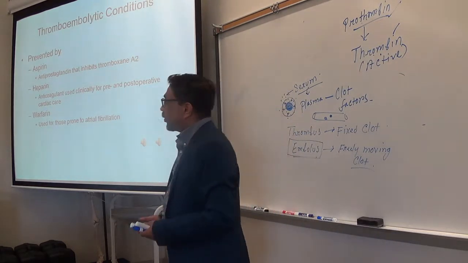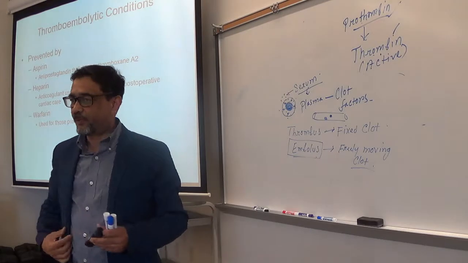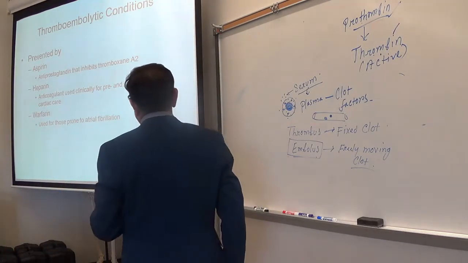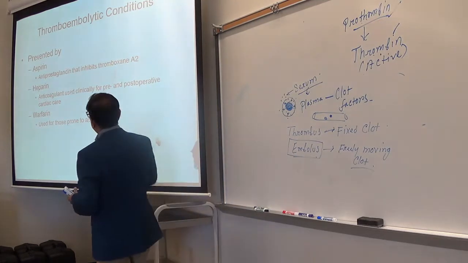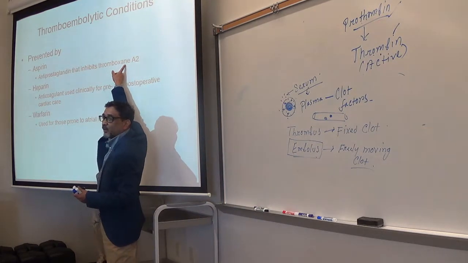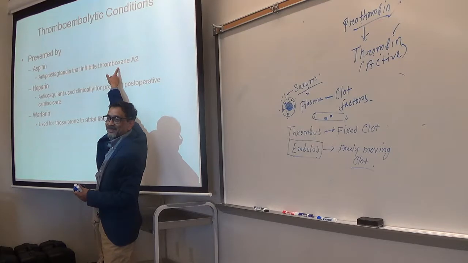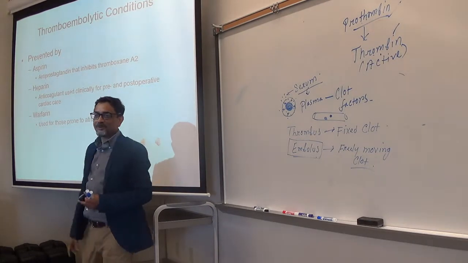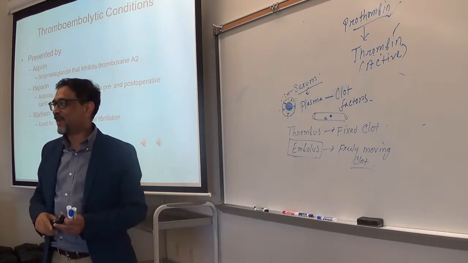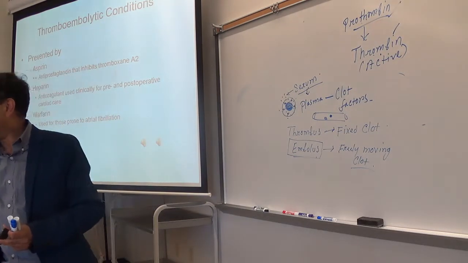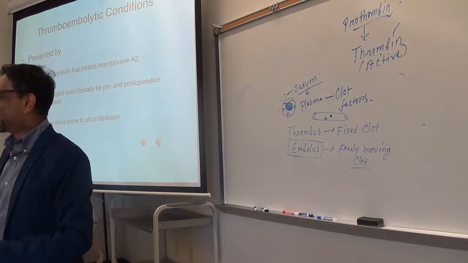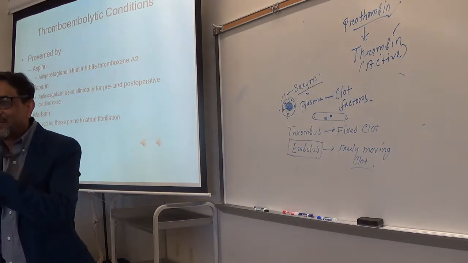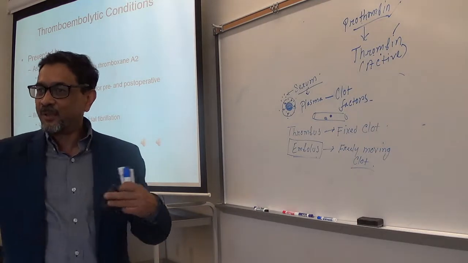Now, how can you prevent clot formation? There are some chemicals, like aspirin, that inhibit thromboxane A2. How many of you have heard this name, thromboxane A2? Did you hear this? I mentioned it in the last class as well as today. Two things make the surface of the platelet sticky, remember? ADP and thromboxane A2.